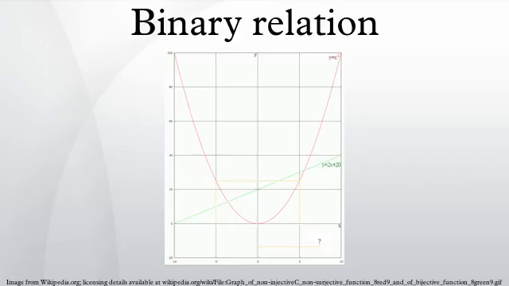The left restriction of a binary relation between X and Y to a subset S of its domain is the set of all pairs in the relation for which X is an element of S.